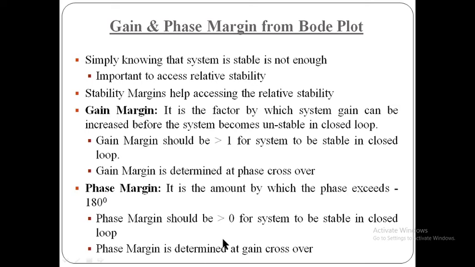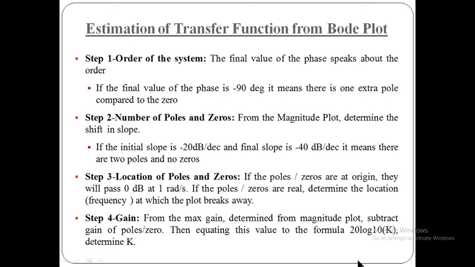Then we are having the phase margin. It is the amount by which the phase exceeds 180 degrees. A phase margin should be greater than 0 for a system to be stable in a closed loop. Phase margin is determined at the gain crossover.